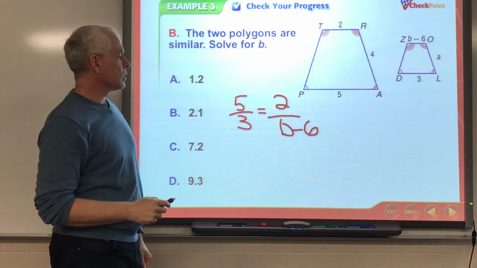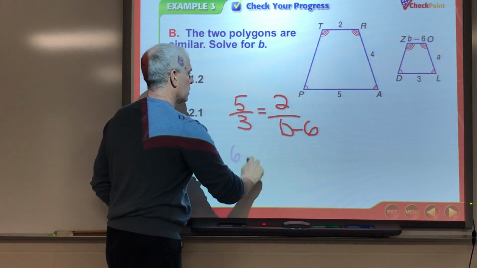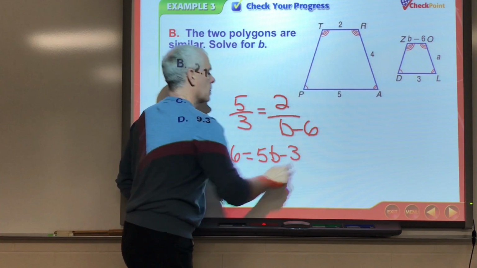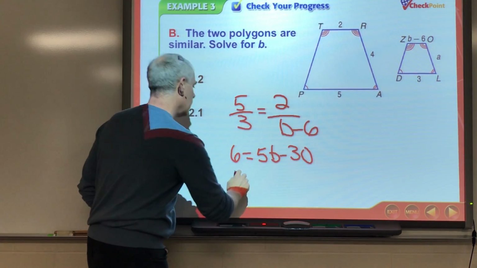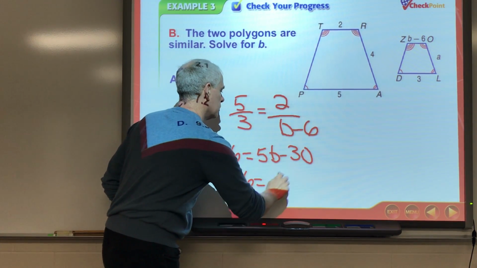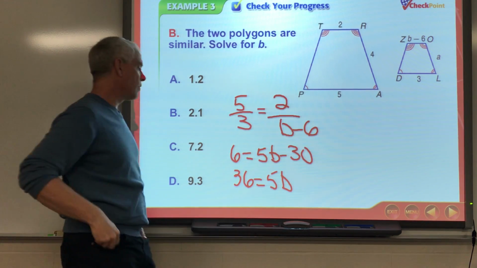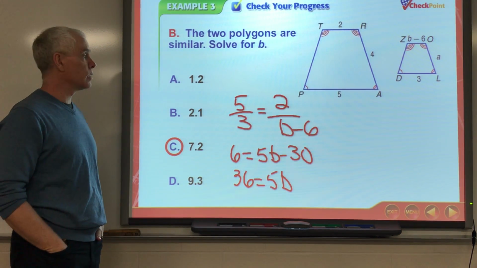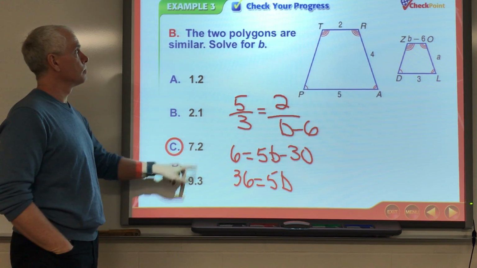Okay, I'm going to cross multiply, so 2 times 3 is 6. Distribute the 5 to both of those. Okay, I'm going to add 30. Divide by 5, 36 divided by 5 is 7.2. So if that's what you got, good job.